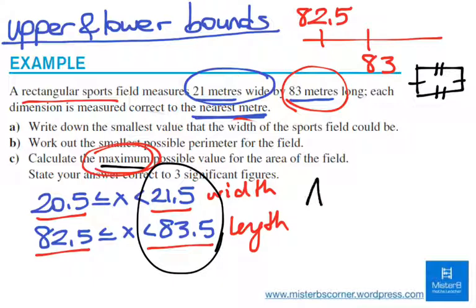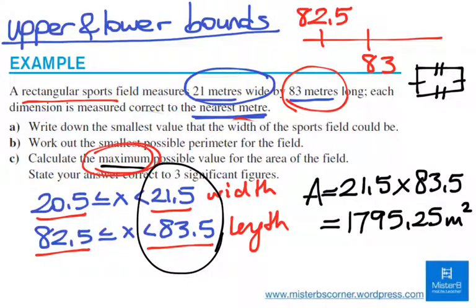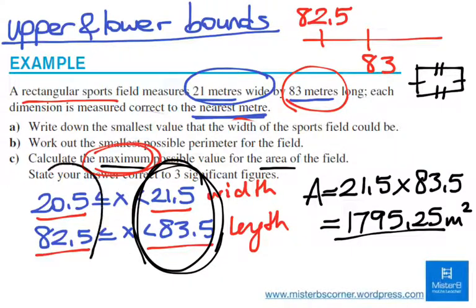Now, if it says the maximum possible value for the area, I should use the upper bound. So I will calculate the area to be 21.5 times 83.5, which would give me 1795.25 meters squared. Again, this is just the upper bound for the area, right? So it's going to be the maximum possible value, yes, and we're just using the upper bounds to calculate that. If it was to ask us the minimum values, then I would use 20.5 and 82.5 to do the calculation.